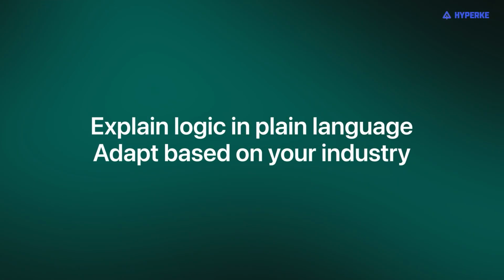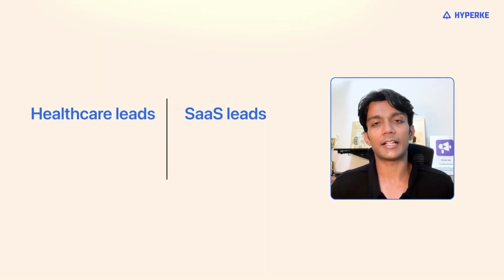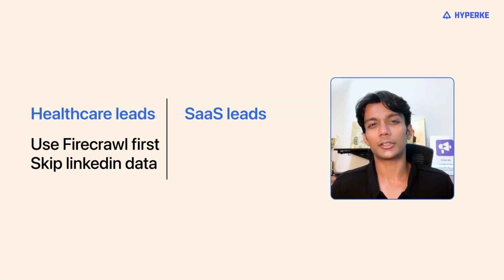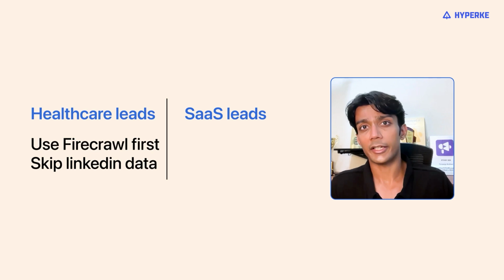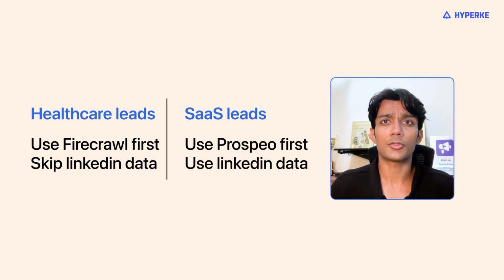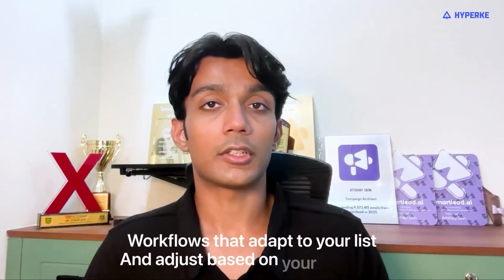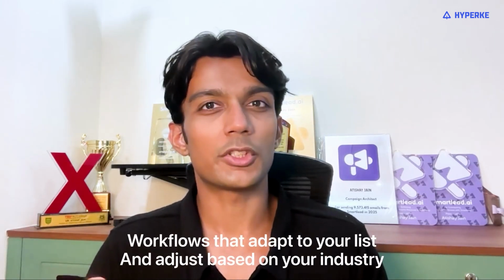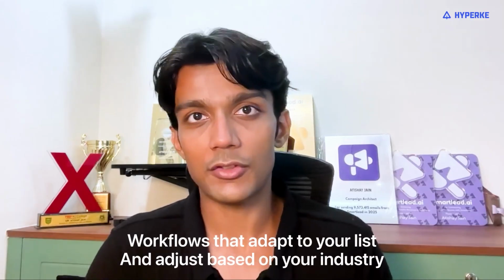Another benefit to enriching your list using Claude is that you can explain in natural language if you want to use different logic for different types of lists. For example, I can tell Claude Code to use Firecrawl first for healthcare leads because I know that using Prospeo or Apollo to grab LinkedIn data is not going to be super useful for a list of healthcare companies. Whereas if I was targeting SaaS, I would ask Claude to first use Prospeo instead of Firecrawl. So the point being, when you create waterfalls using Claude Code, you can get your waterfalls to adapt to your list and to your industry much easier.